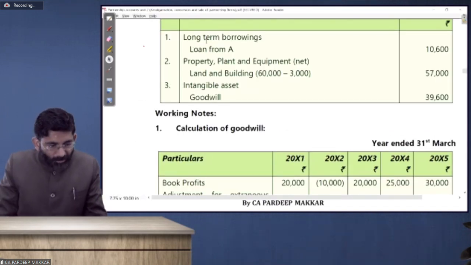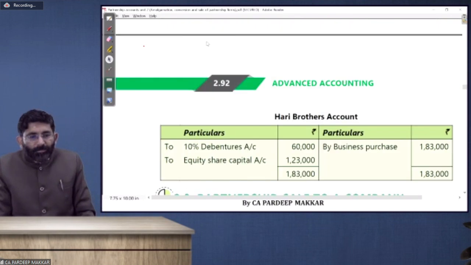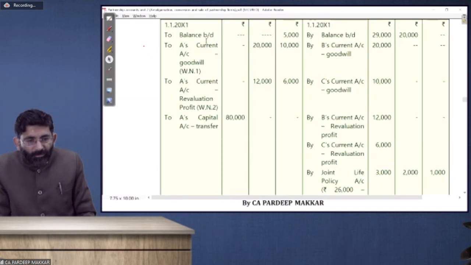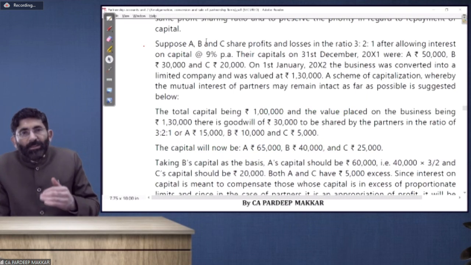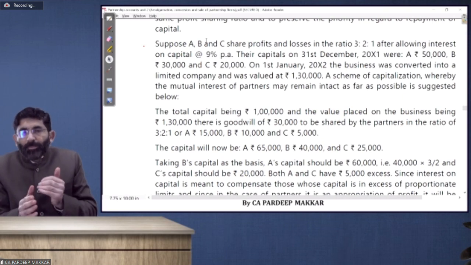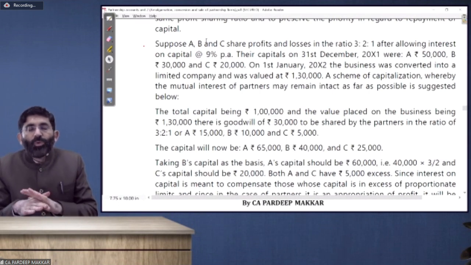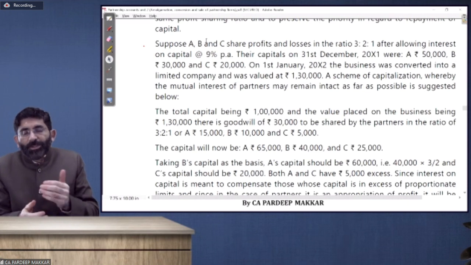Illustration number 8. We will do illustration number 8. One thing you should note down: whichever illustration we are doing, similar practice questions are given in your module at the end of the chapter. Must do those, because if I have solved 2 illustrations for you, illustration number 4 and 5, there is no other illustration available of that method. So for that same method, you should have a practice question with you. The same 2 questions are given in your practice, for conversion of partnership firm into a company.